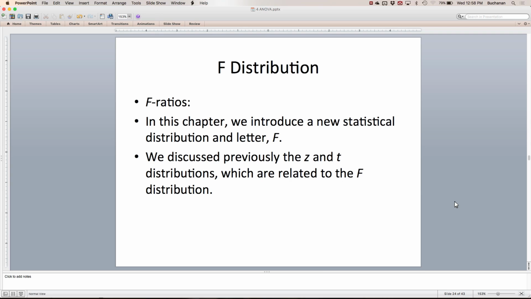Now we're going from big ideas to small ideas. How do I tell if something's significant? We're going to use the F ratio. So there's a new statistical distribution. It's F.